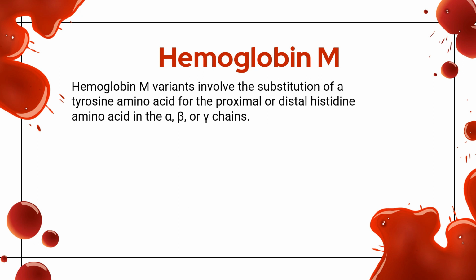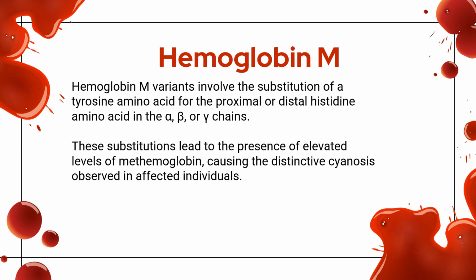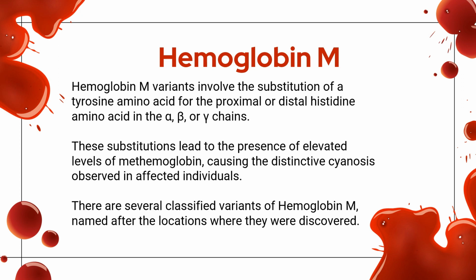Hemoglobin M variants involve the substitution of a tyrosine amino acid for the proximal or distal histidine amino acid in the alpha, beta, or gamma chains. These substitutions lead to the presence of elevated levels of methemoglobin, causing the distinctive cyanosis observed in affected individuals. There are several classified variants of hemoglobin M, named after the locations where they were discovered.